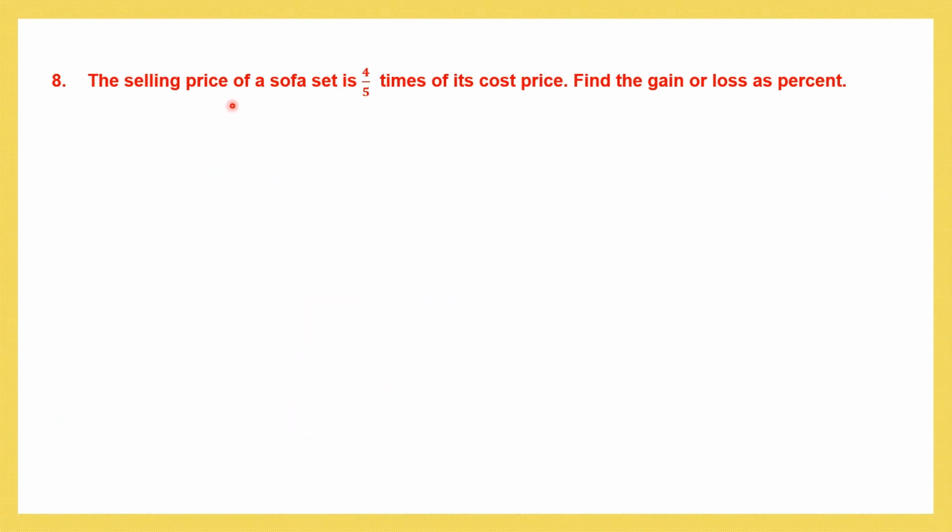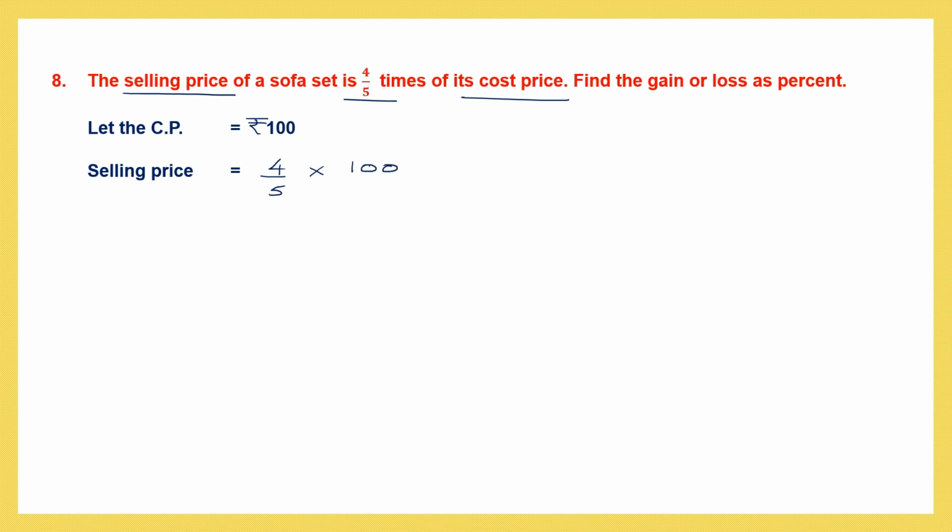Question 8. The selling price of a sofa set is 4 by 5 times its cost price. Find the gain or loss as percent. So here we don't have the cost price. So let the cost price be 100 rupees. We're going to consider the cost price to be 100 rupees. And here it says the selling price is 4/5 of its cost price. So the selling price we can find, that is 4 by 5 times its cost price, which is 100 rupees. Now let's find the selling price by cancelling this. 5 2s are 10, so 5 20s are 100.